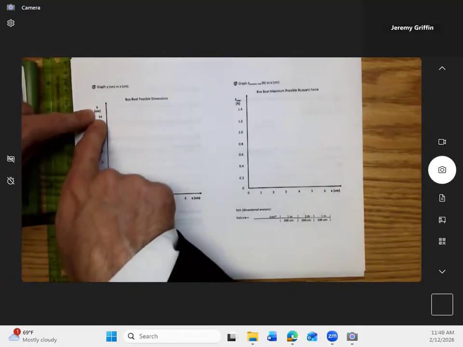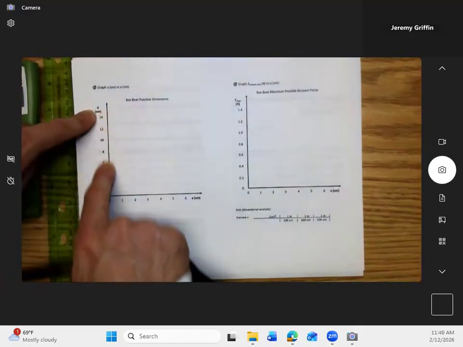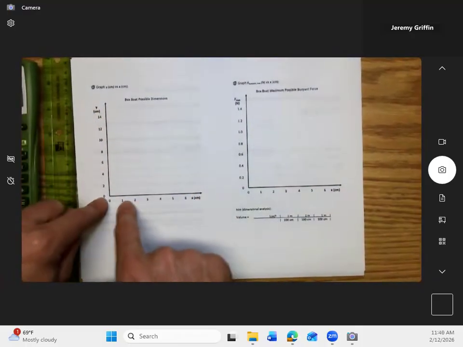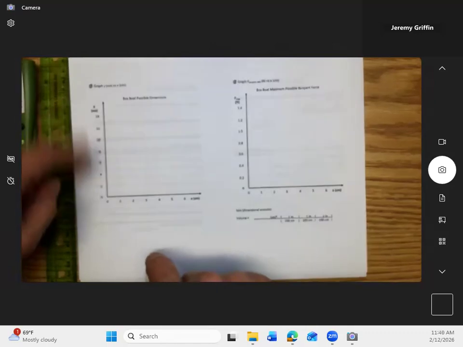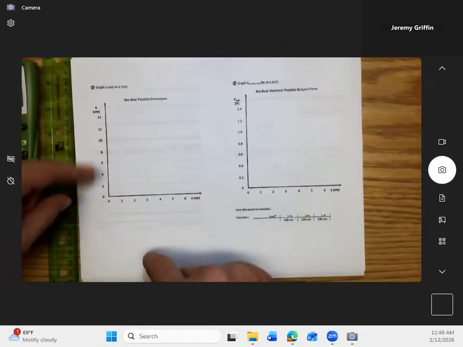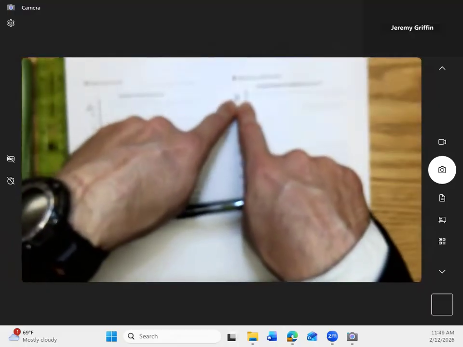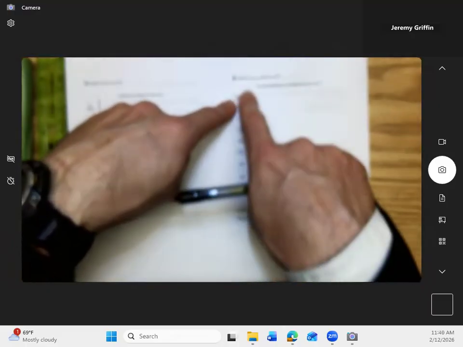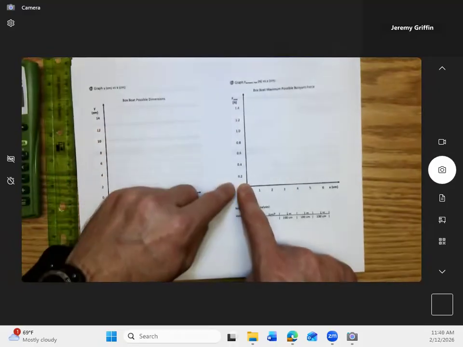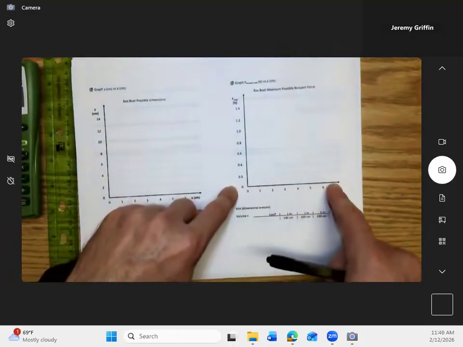The first graph is possible boat dimensions. What is y in terms of x? So x is how much you fold up the side, and y is the value of the remaining side of the square base. And then over here, what's the maximum carrying capacity of the boat? What's the maximum weight it can carry, in newtons, as a function of x, how much you fold up the side?